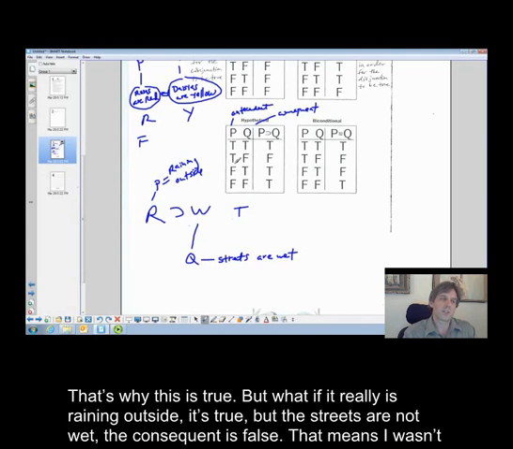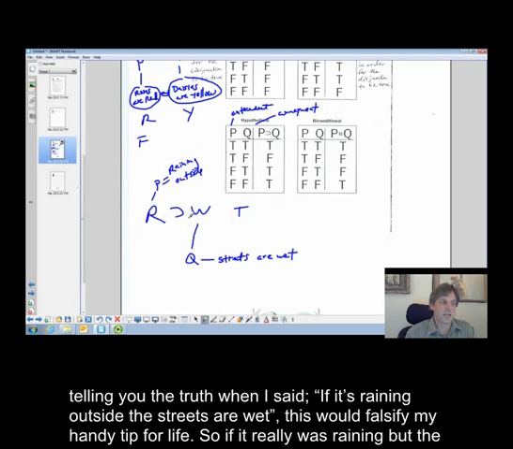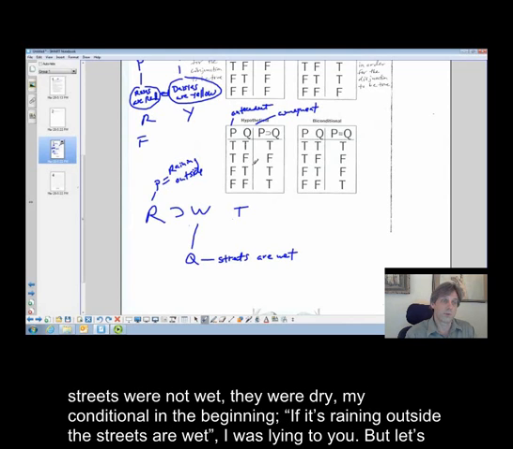But what if it really is raining outside, it's true, but the streets are not wet? The consequent is false. That means I wasn't telling you the truth when I said if it's raining outside, the streets are wet. This would falsify my handy tip for life, right? So if it really was raining but the streets were not wet, they were dry, my conditional in the beginning, if it's raining outside, the streets are wet, I was lying to you.